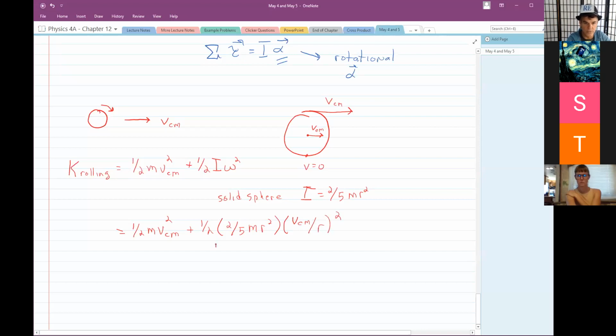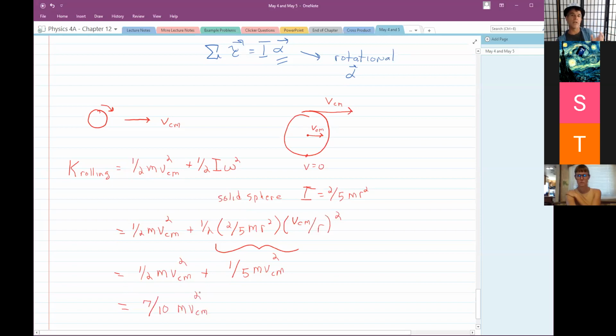So this little piece here becomes 1/5 mv squared. That's the rotational kinetic energy piece. I still have this 1/2 mv squared, which is the translational kinetic energy. So the total kinetic energy of rolling for a solid sphere, which is rolling at some speed v, would be 1/2 plus 1/5, which is 7/10 mv squared.